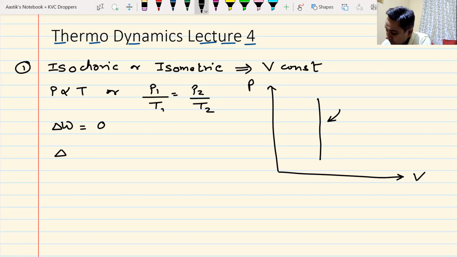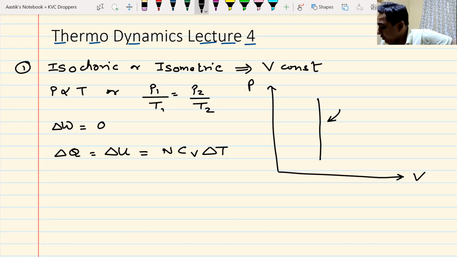From the first law of thermodynamics, I can write delta Q is equal to delta U plus delta W. Work done is 0. And in this process, delta U, for any process, delta U is nCv delta T, where T is the temperature. Here, delta Q is equal to nCv delta T, and delta U is also equal to nCv delta T. Do we remember this?